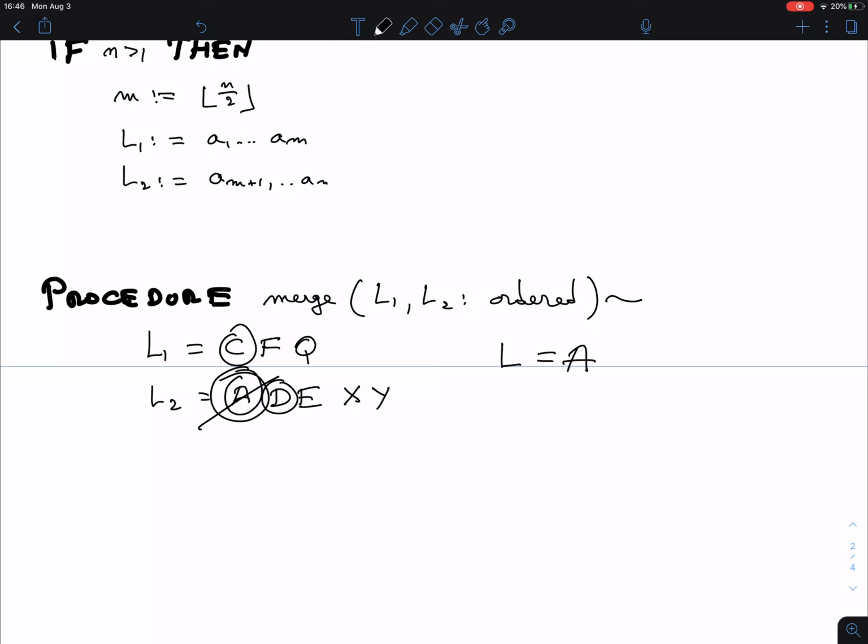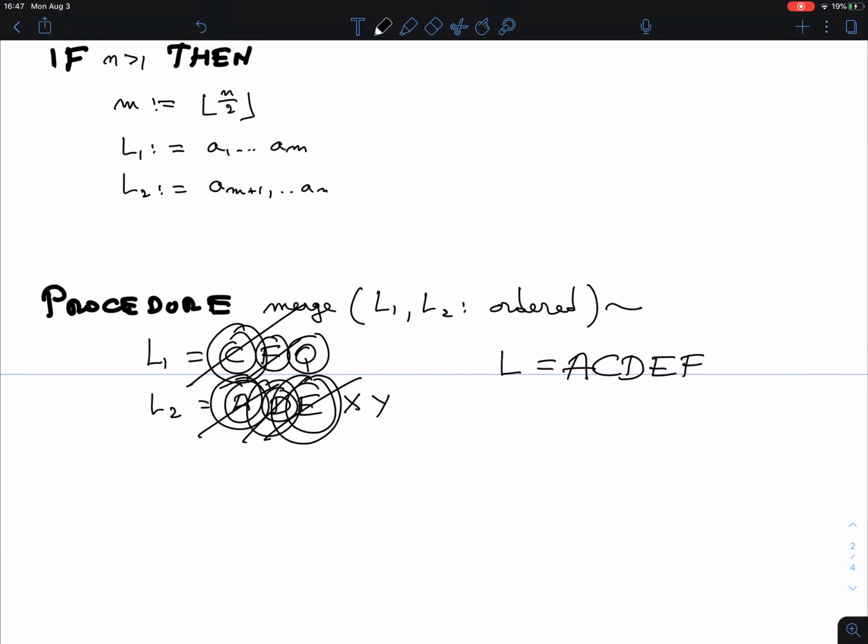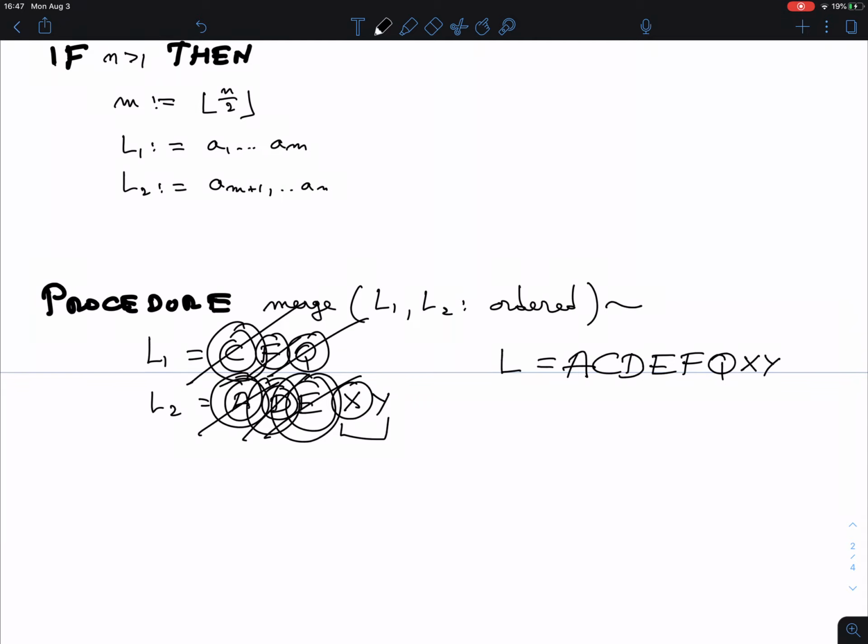Now it's C and D. Which is the smaller? C. Put it in your new list L as the next element and delete it. Now the two smallest elements are D and F. So D is the smallest, so you put it there and delete it. E is going to be the smaller of the two, so you put it there and delete it. Then comes F, you delete it, and now we have Q and X. Q is the smaller, delete it. This list is empty. What is happening here? Well, it means that everything that comes here has to be at the end of it. And it's already sorted, so I just concatenate. I just put it at the back. Okay, so that's how it works.